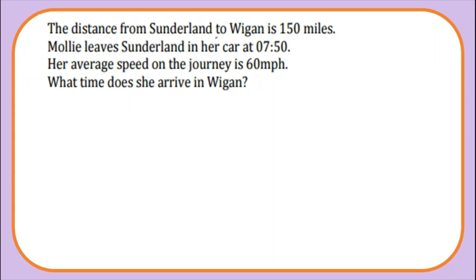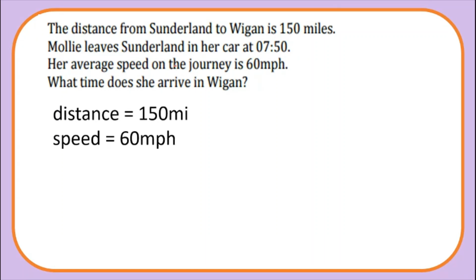The distance from Sunderland to Wigan is 150 miles. Molly leaves Sunderland at 7:50. Average speed is 60. What time does she arrive? Okay, so she's covered 150 miles and she did it at an average of 60. She will have obviously sometimes been slower than that, sometimes been faster, but that is her average speed, and we can use that with our speed, distance, time triangle.